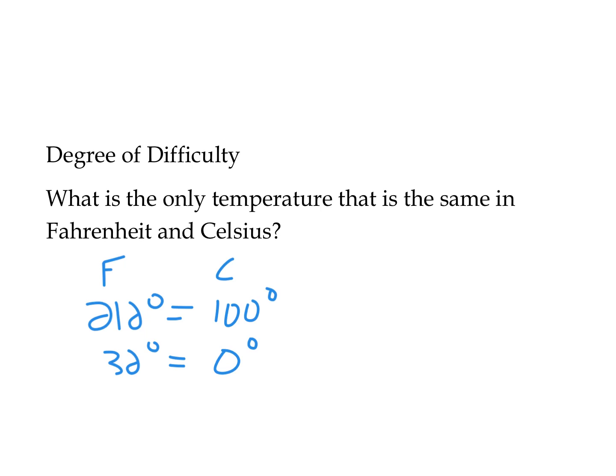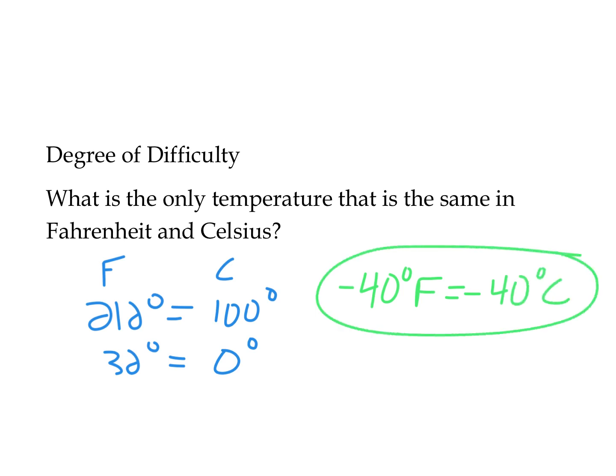What temperature is the same in the two scales? What temperature would be the same in the conversion? There's only one. They're not all the same, like we see 212 and 100, 32 and 0. The one temperature that's the same in both Fahrenheit and Celsius is negative 40 degrees Fahrenheit, which is the same as negative 40 degrees Celsius.